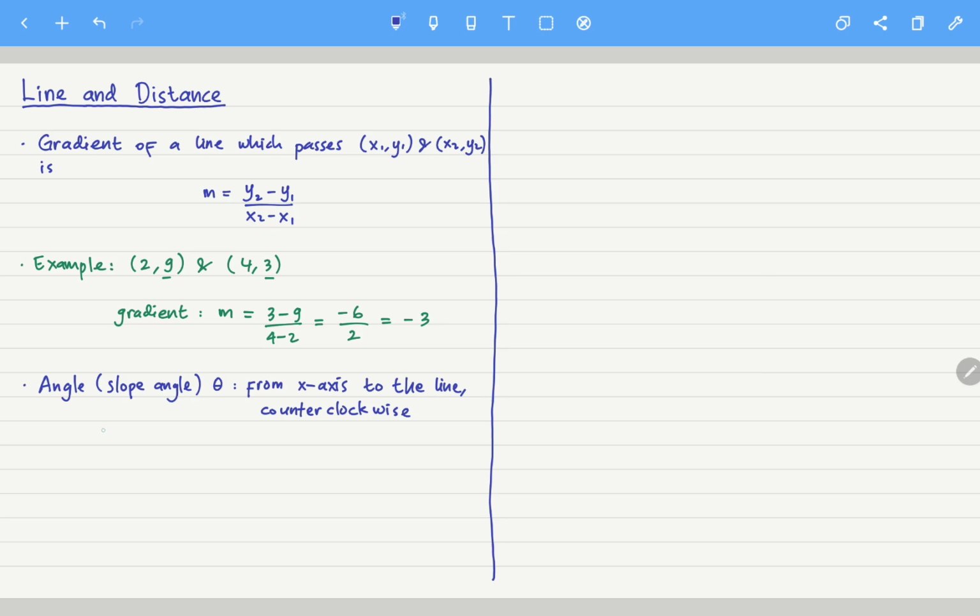So for example, if we have, so this is x, this is y, and we have the following line. So theta is the angle from here to here. And if we have another example, let's say we have the following line. This is x, this is y. So the angle theta is from the x-axis to the line. So this is theta.